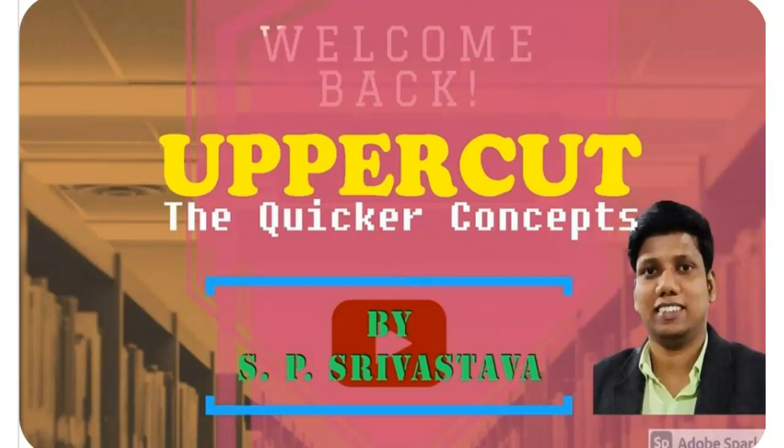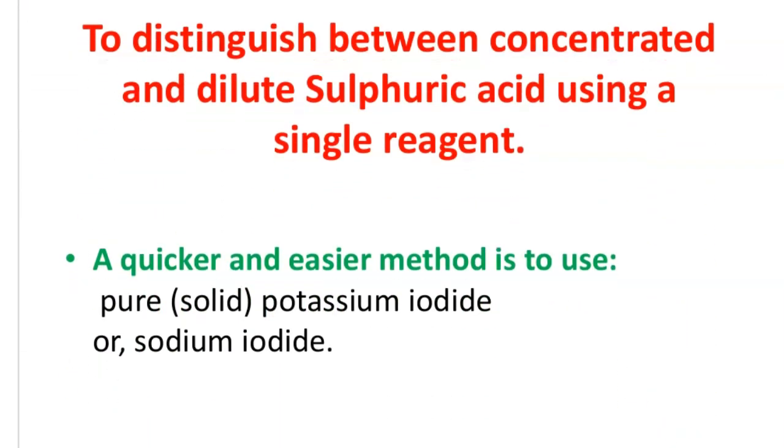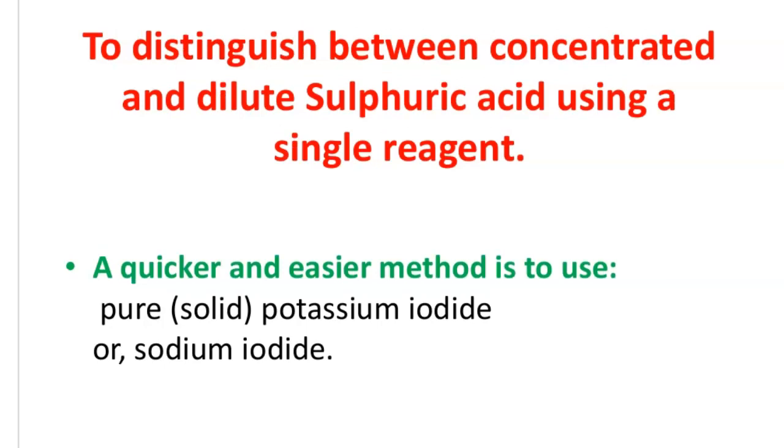Let's discuss the concept. The concept for today in our uppercut is to distinguish between concentrated and dilute sulfuric acid using a single reagent. So we'll be using a single reagent to distinguish between concentrated and dilute sulfuric acid.